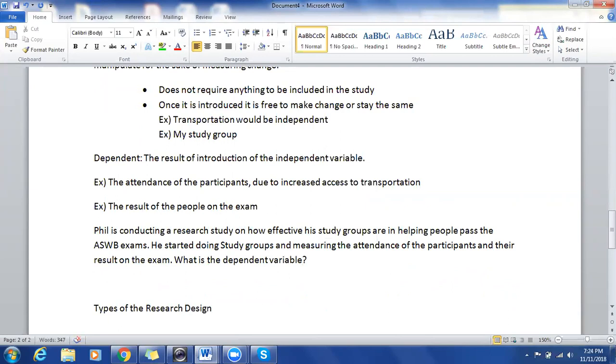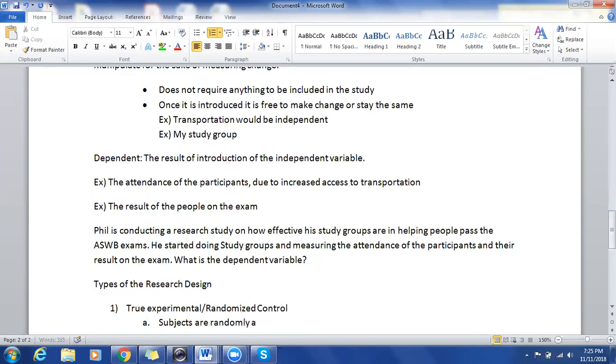We have three particular designs that we often see. Some people introduce more. I just keep to the three because they are the most common. The first type that I'll introduce is the true experimental, which you can call the randomized control as well. Subjects are randomly assigned to either an intervention group or a control group.